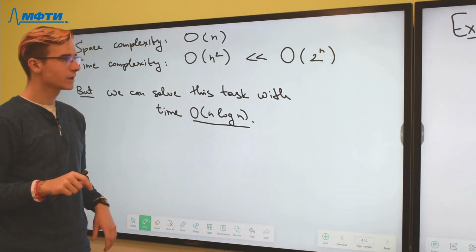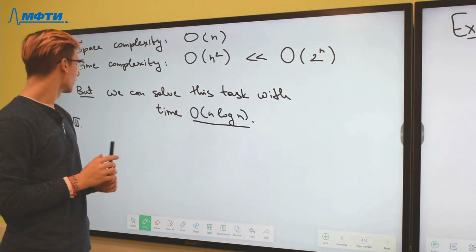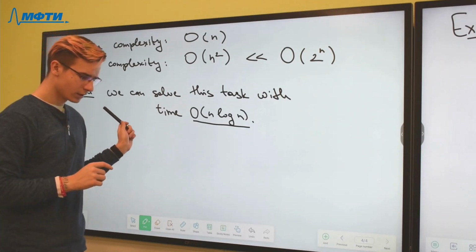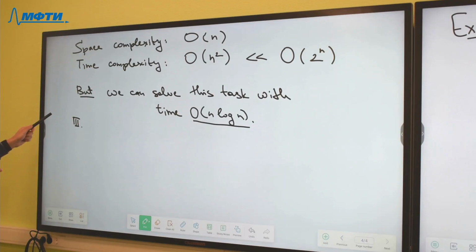Do we need a break now, or do we talk about the third algorithm for solving this task and then take a break? Do the dynamic way and then go to break.